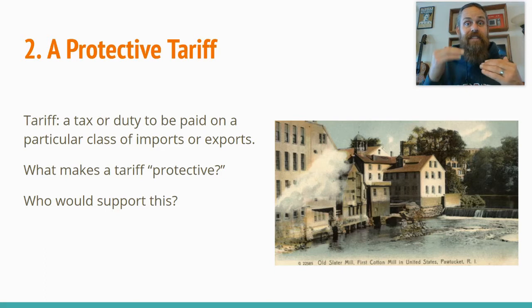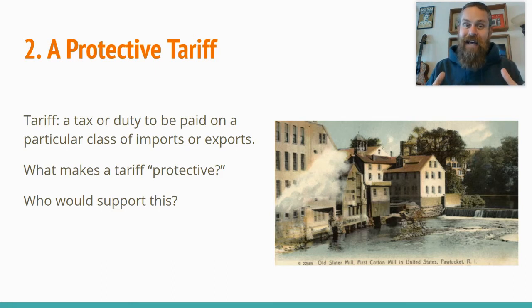So this tariff, this tax on British goods that are being imported into the United States, will level the playing field and protect American industries. If the tariff is high enough, because that cost will be passed along to the consumer, it might make the British goods actually more expensive than the goods that are being produced here in the United States, which would be a boon to American industry. So the goal of the protective tariff is to protect American industry so that people will buy American goods and help the American economy and American industry grow.